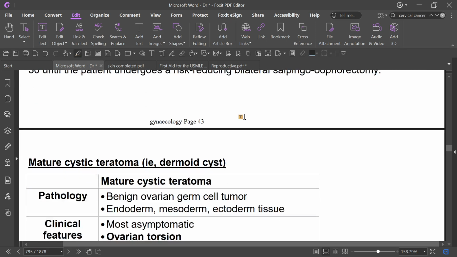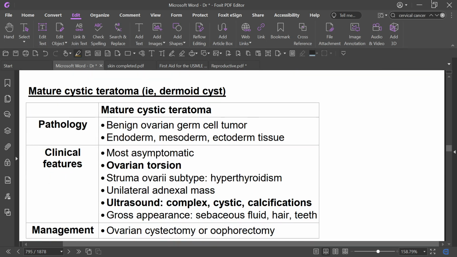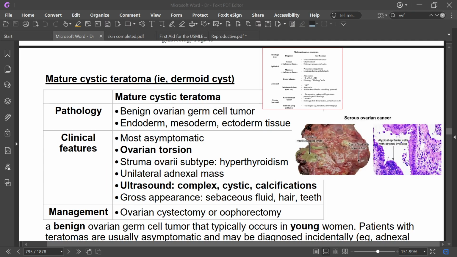Okay, then mature cystic teratoma or dermoid cyst. Mature cystic teratoma or dermoid cyst. It's a benign ovarian germ cell tumor.